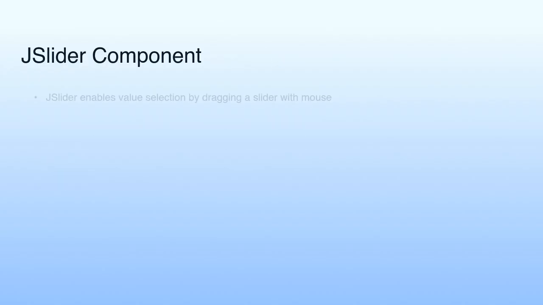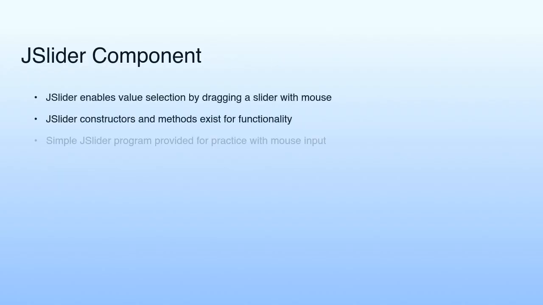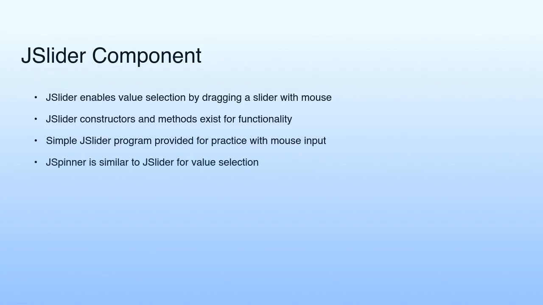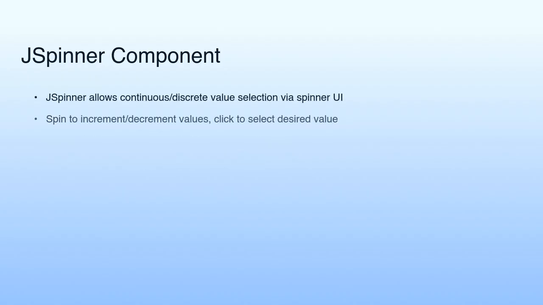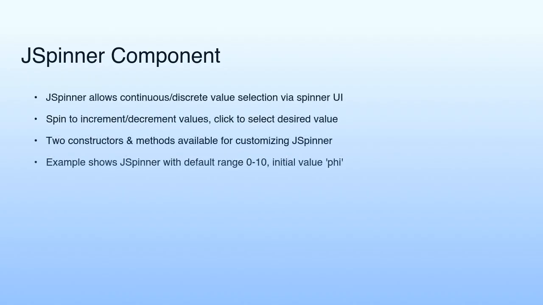The JSlider component enables value selection by dragging a slider with the mouse, and a simple program explores its functionality and usage, while the JSpinner component provides a similar spinner-based interface for value selection. The JSpinner component offers a spinner user interface for continuous or discrete value selection, with constructors and methods available for customization, as exemplified in a program that showcases a JSpinner with a default range and initial value.